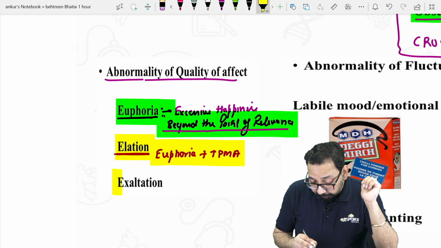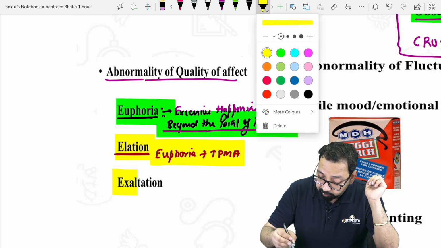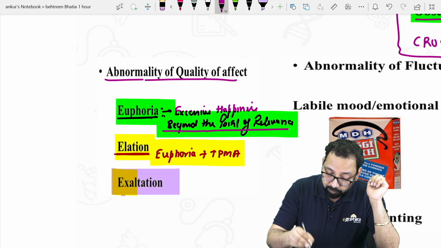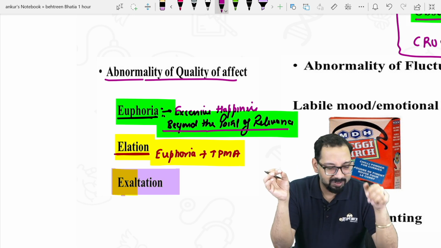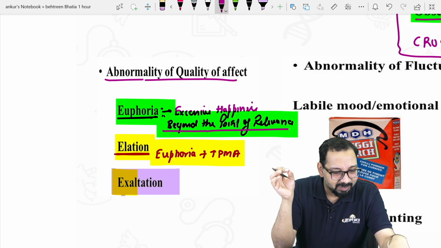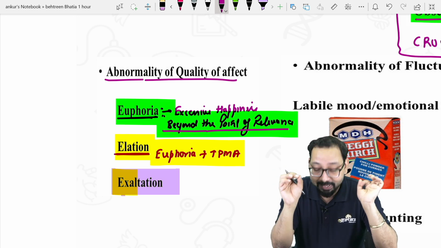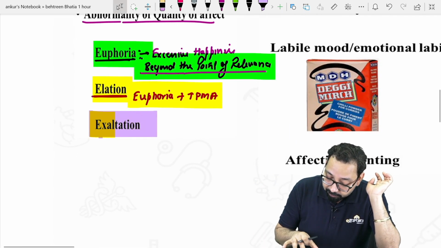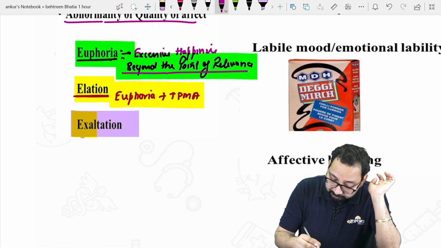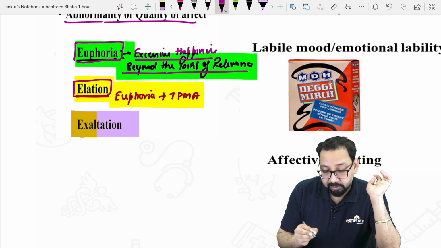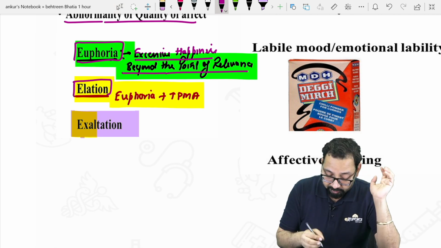After that, he started saying that I am the most handsome boy of the universe. He is not, you all know. But he started saying I am the most handsome boy. Means he has delusion of grandiosity. So I say, if a person is having excessive happiness beyond the point of relevance, euphoria. Next level is elation, means psychomotor activity also increased.